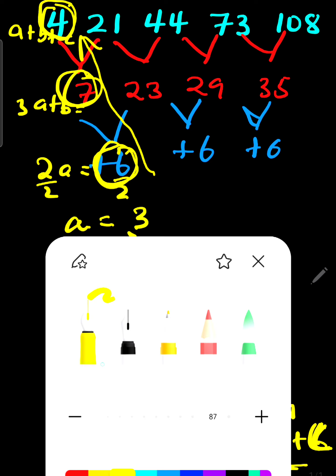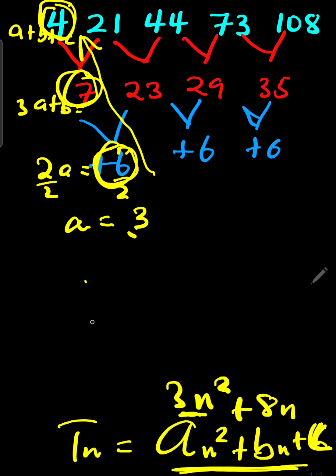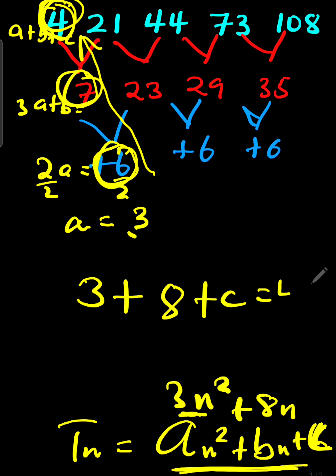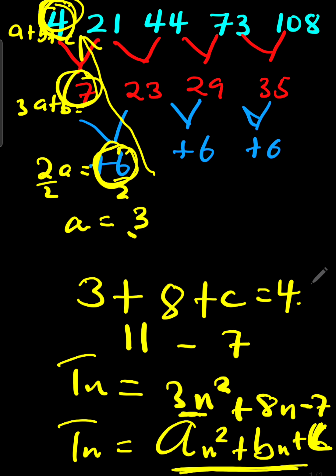So now let's solve. A was 3, so we have 3 plus b. B was 8, plus c should be equal to the first term here, 4. A plus b is 11. So what can we add to 11 to get 4? Take 11 from both sides, and we know our c will be negative 7. So our nth term is simply 3n squared plus 8n minus 7. Got it? Good.